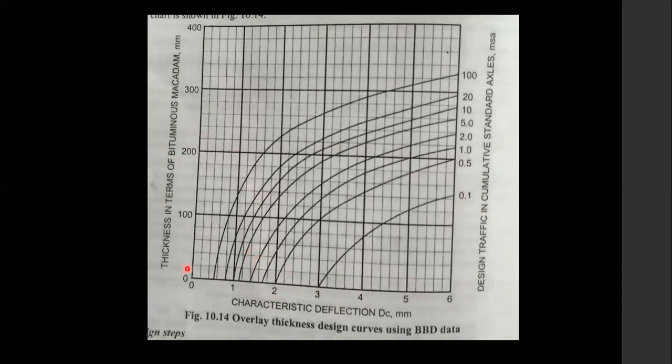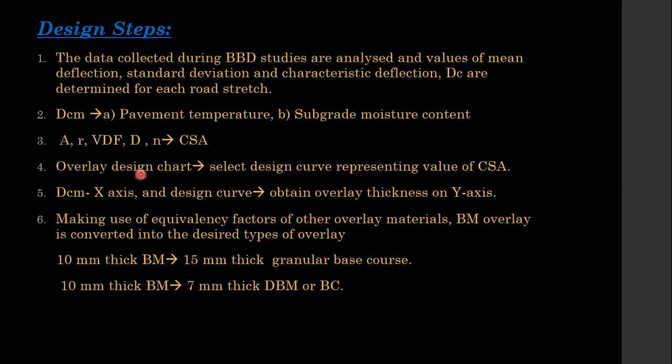Okay, just like that. Now you use the DCM on the x-axis and the y-axis represents the CSA design, and you found out the overlay thickness design. Okay. And after that, you will make use of equivalency factors of the overlay materials, BM.